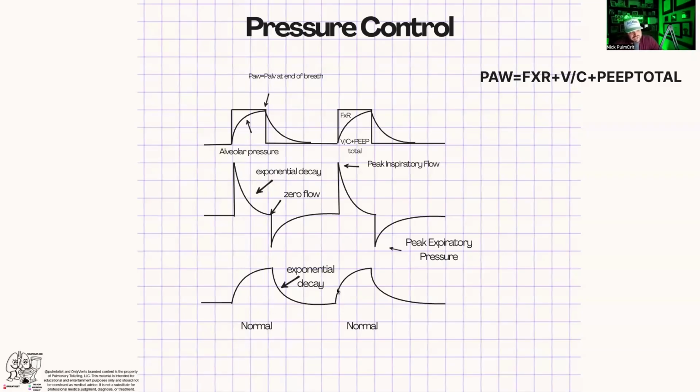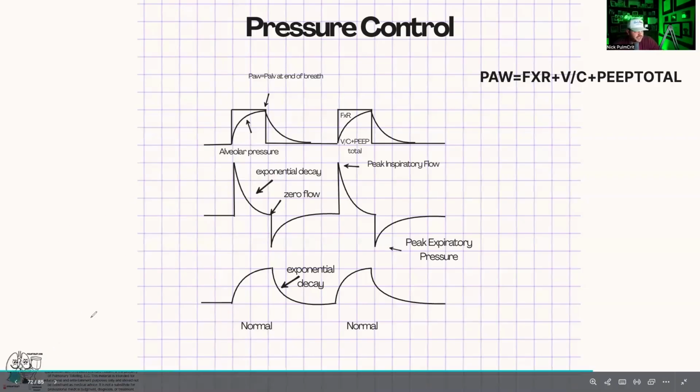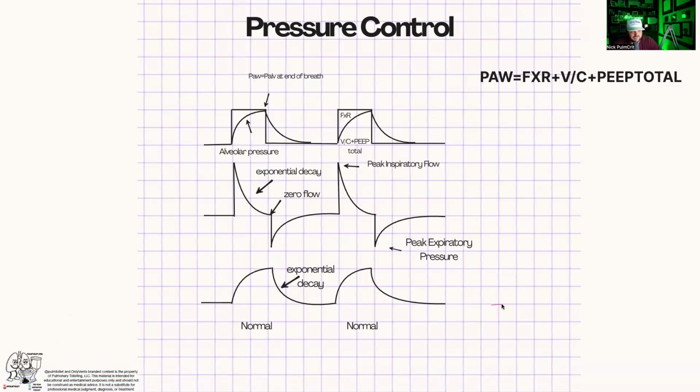We call this sort of exponential rise on inspiration because your volume is rising exponentially because it's related to the pressure differential that you set up. Whereas if we had volume control with a constant flow, then you wouldn't have an exponential rise in volume. You would have a linear rise in volume because your flow is constant.